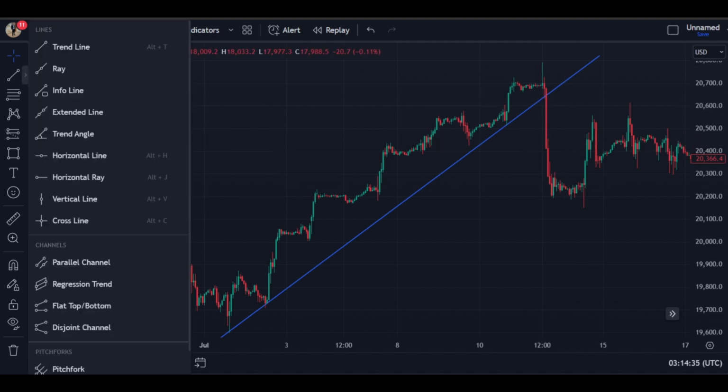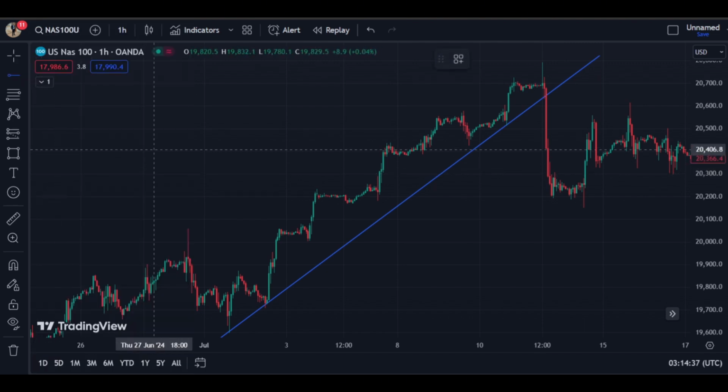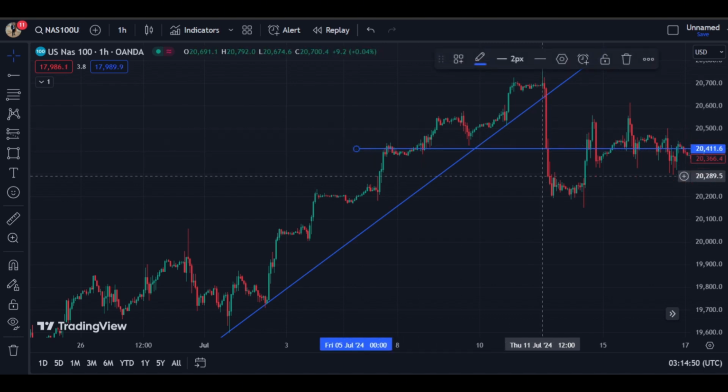I need to mark previous levels of support or resistance, right? So I know that the market closed over here, the candle closed over here, okay? And the new candle is forming. But where is the price going to? Where is the price attracted to, right? That's what you need to ask yourself before you go into a trade, right?